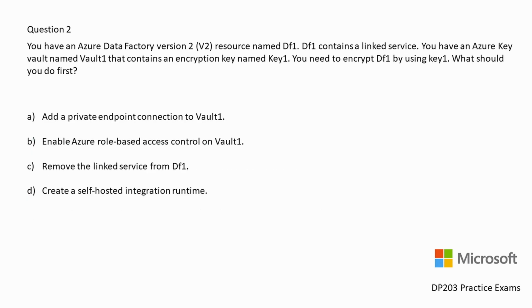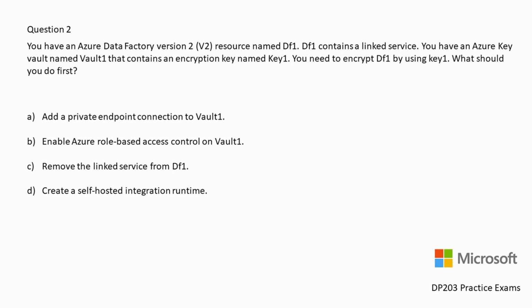You have an Azure Data Factory version 2 resource named DF1. DF1 contains a linked service. You have an Azure Key Vault named Vault1 that contains an encryption key named Key1. You need to encrypt DF1 by using Key1. What should you do first?